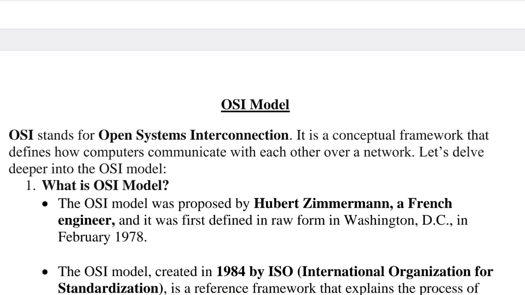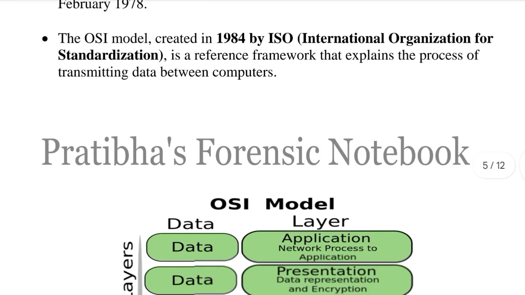Move to the next topic, that is OSI. OSI means Open System Interconnection. This model basically helps to understand the process of how computers communicate with each other and also over the internet. This OSI model was proposed by Herbert Zimmerman in 1978, but it was created in 1984 by ISO.